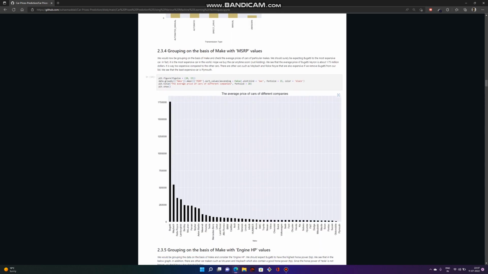Similarly, we take a look at the different car manufacturers and try to see which of these have the highest average price. We see, obviously, that Bugatti has the highest average price, followed by Maybach, followed by Rolls-Royce and Lamborghini.